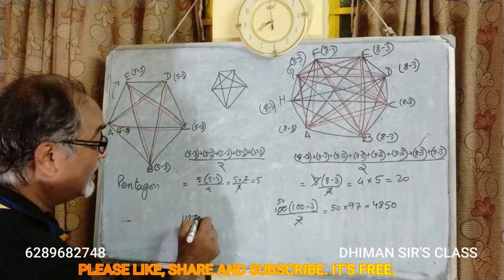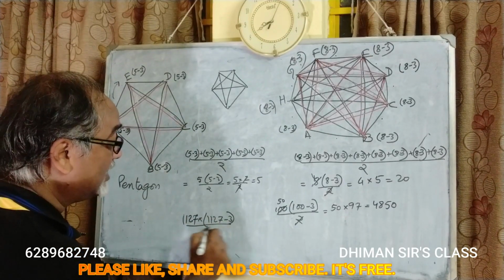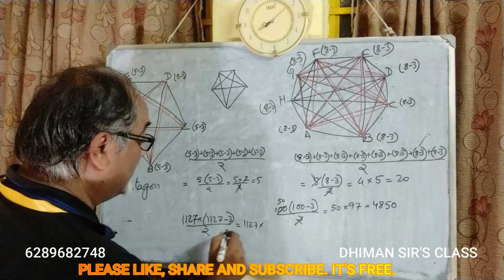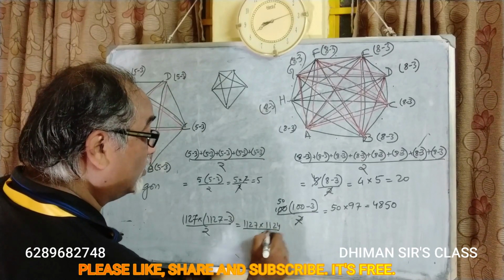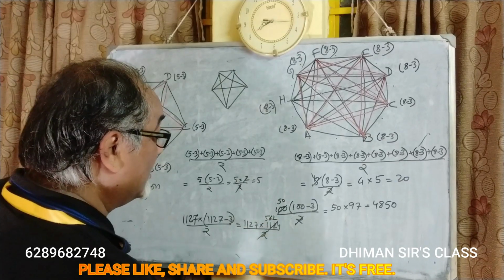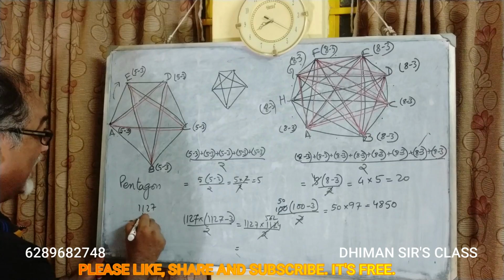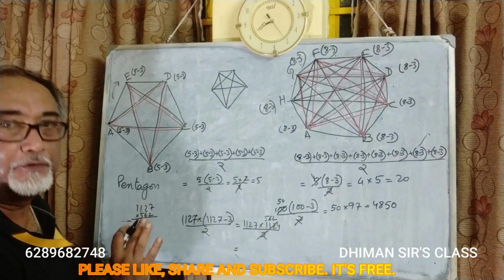So it will be 1127 into 1127 minus 3 by 2, equals 1127 into 1124 by 2, which is 1127 into 562. You have to multiply. This much labor you have to give.